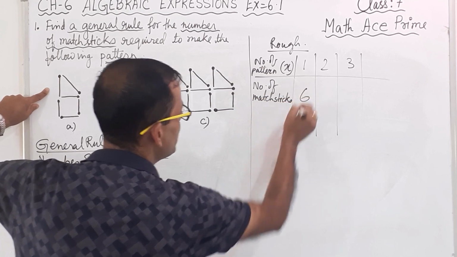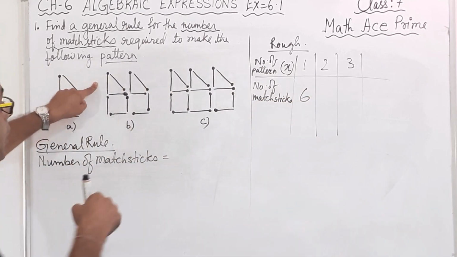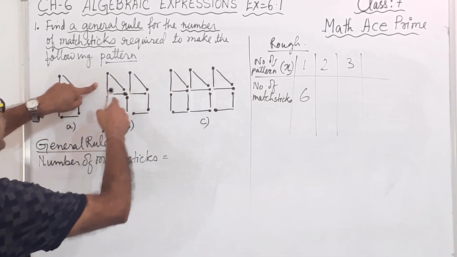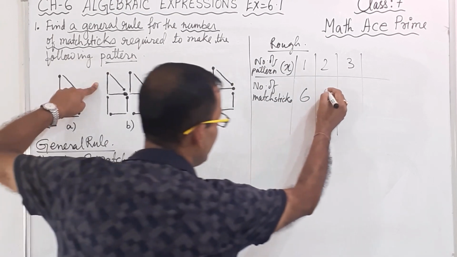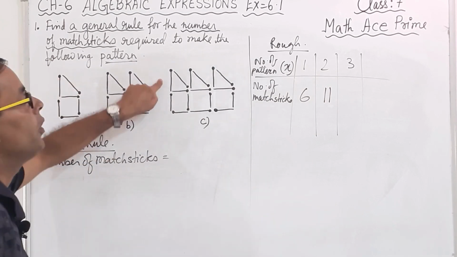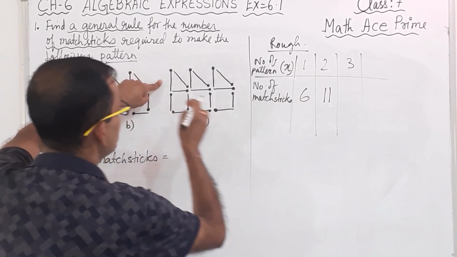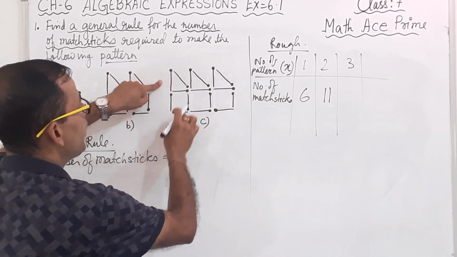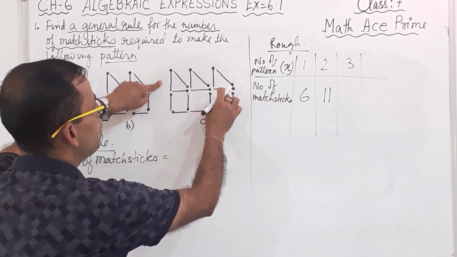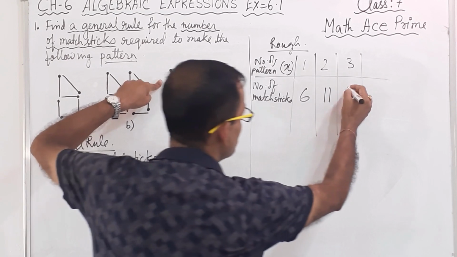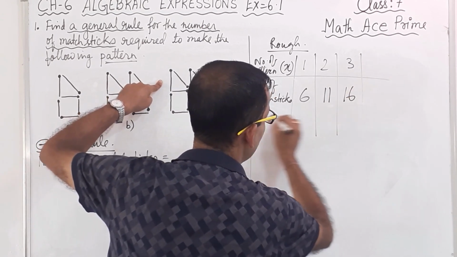So here I am using 6. Let us see here how many I am using. 1, 2, 3, 4, 5, 6, 7, 8, 9, 10, 11. So 11 matchsticks. Now in the third pattern, how many matchsticks am I using? 1, 2, 3, 4, 5, 6, 7, 8, 9, 10, 11, 12, 13, 14, 15, 16. So 16 matchsticks I am using.